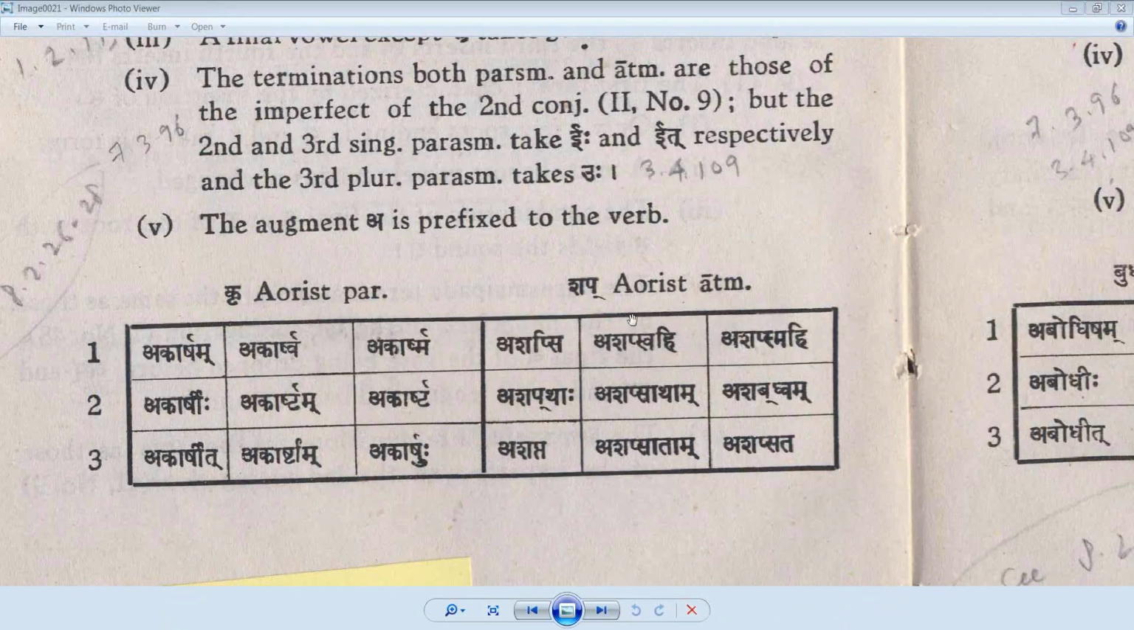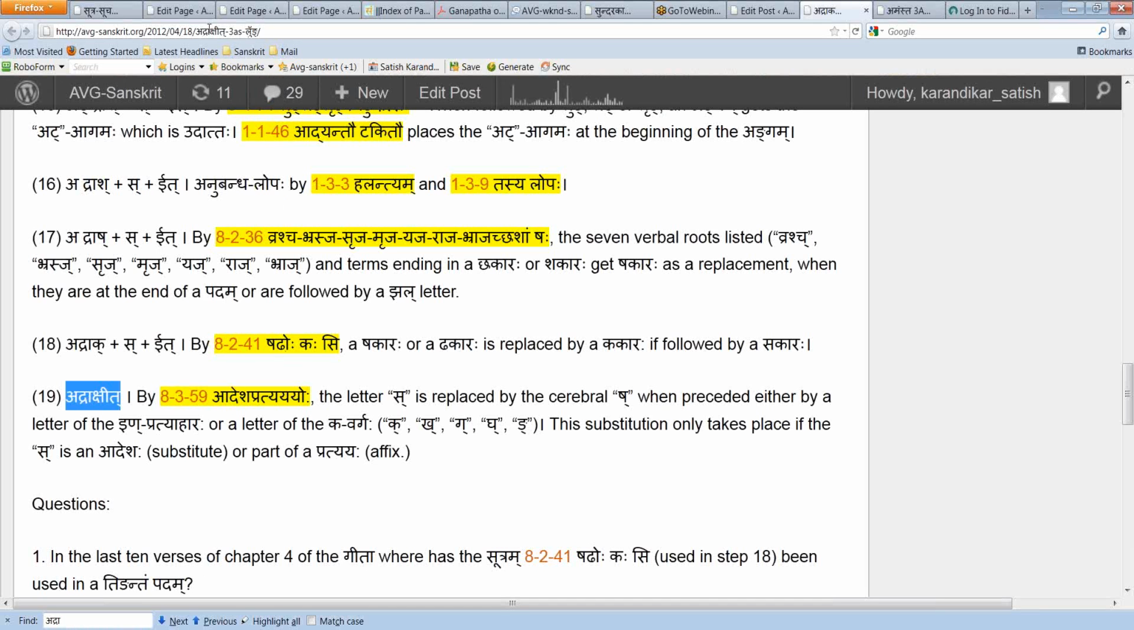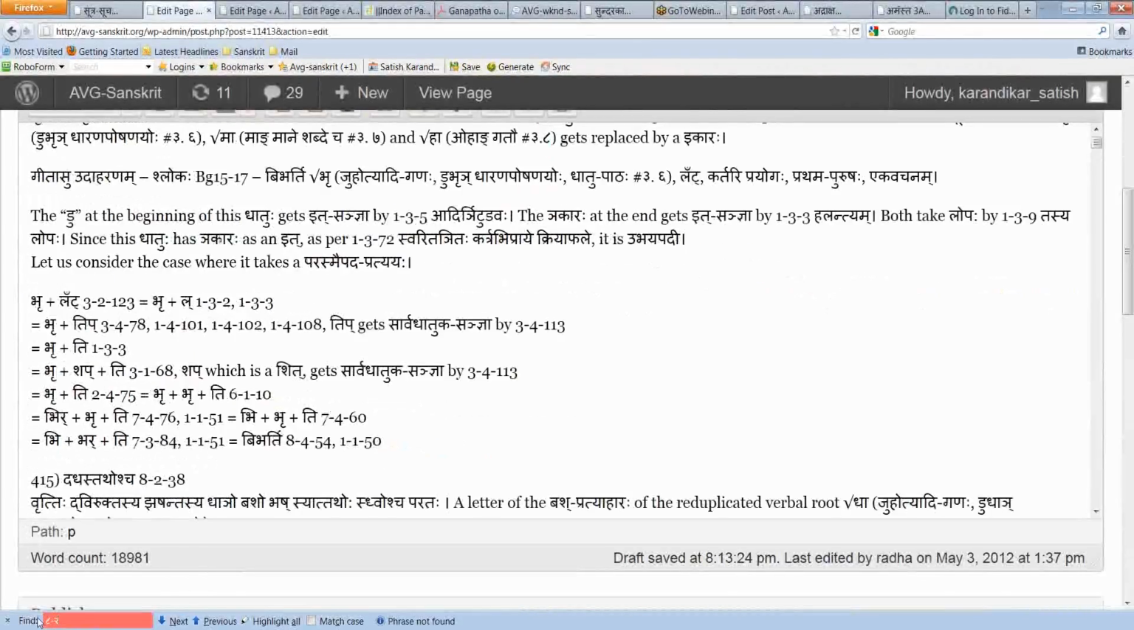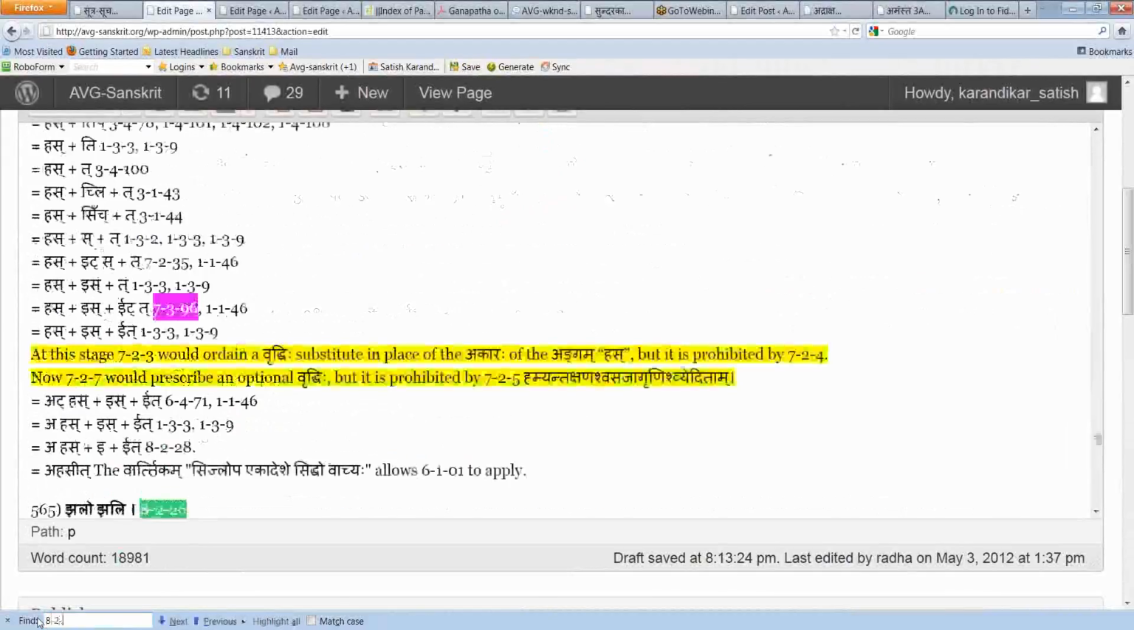Now in the atmanepadam, okay, let's try that. Let's look at this form ashapta. So here we will have to use a special sutram. Let's look at that sutram in the document here. That sutram is jalo jali, jalo jali sijlopah. So we'll have to look at 8.2.26. Okay, jalo jali.